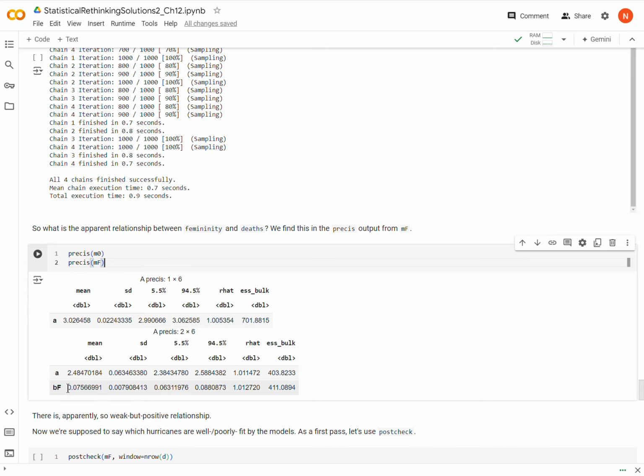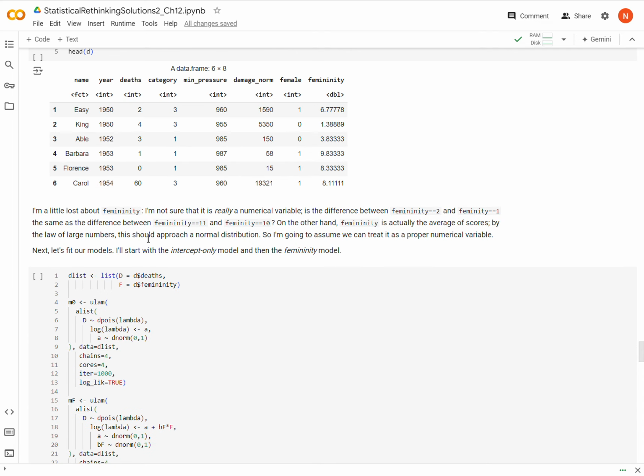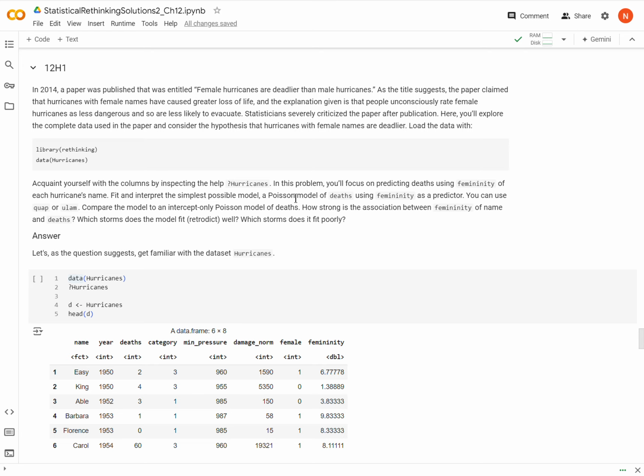Okay, and we see that, here's the entry for the slope of femininity. And we see that, in fact, there is some kind of positive association between deaths and femininity. So as the femininity score goes up, there seems to be a positive increase in the number of deaths. So we just looked at how strong that association was, and it's pretty weak, but it's there.